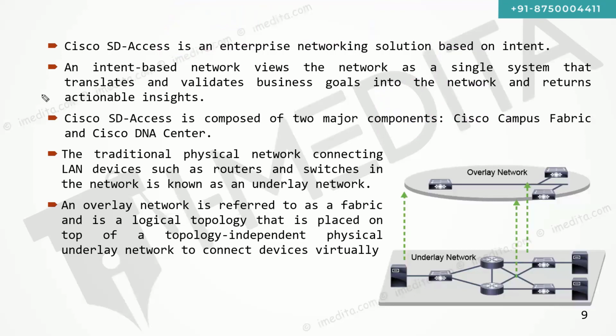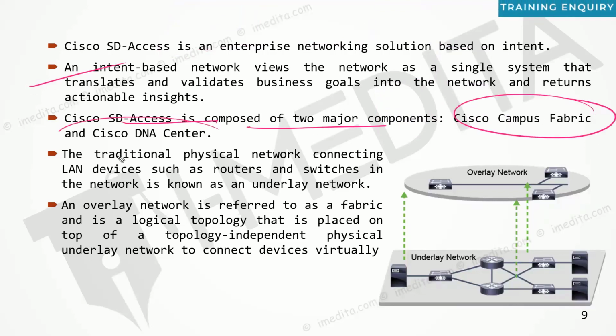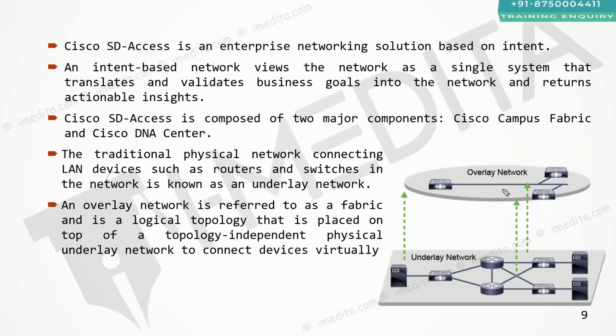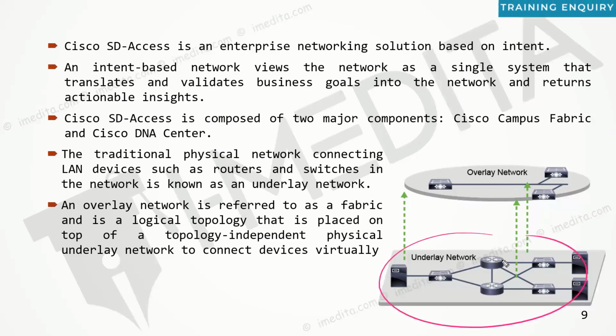Two major things are required for SD-Access: one is the campus fabric and the other is the DNA Center. In the campus fabric, we will have two things: one is going to be the underlay and one is going to be the overlay. The underlay is the underlying physical infrastructure responsible for providing the reachability between all the devices and the DNA Center in your campus network.